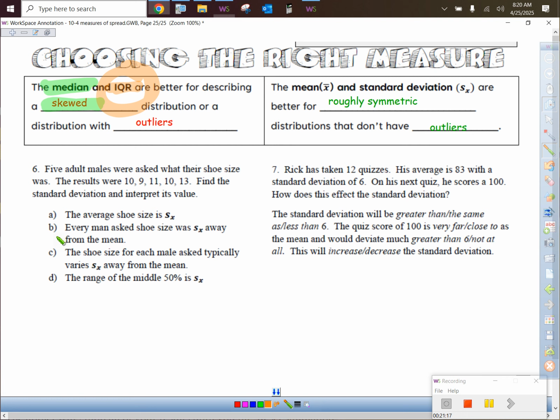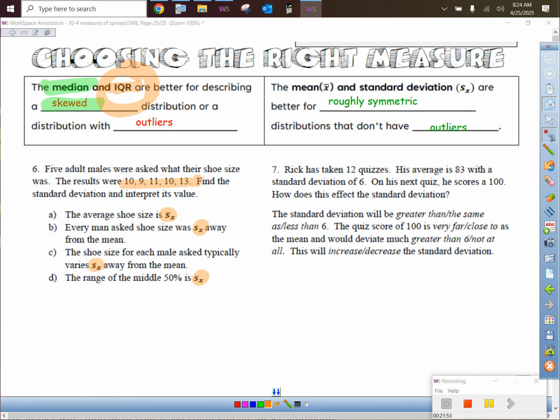This is just multiple choice. 5 adult males were asked their shoe size. The results were these numbers right here. Find the standard deviation and interpret its value. You don't actually have to find it. They're just saying this S of X is the standard deviation. Read through those choices with a neighbor. Which one of those multiple choices means what the standard deviation does? You're welcome to flip back and forth on the worksheet to other questions.